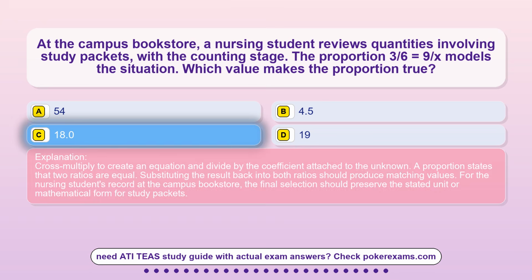Cross-multiply to create an equation and divide by the coefficient attached to the unknown. A proportion states that two ratios are equal. Substituting the result back into both ratios should produce matching values. For the nursing student's record at the campus bookstore, the final selection should preserve the stated unit or mathematical form for study packets.